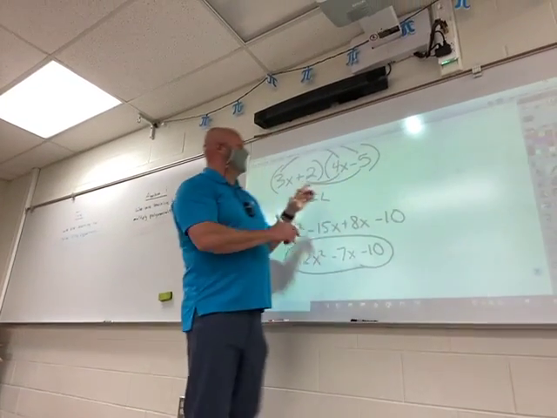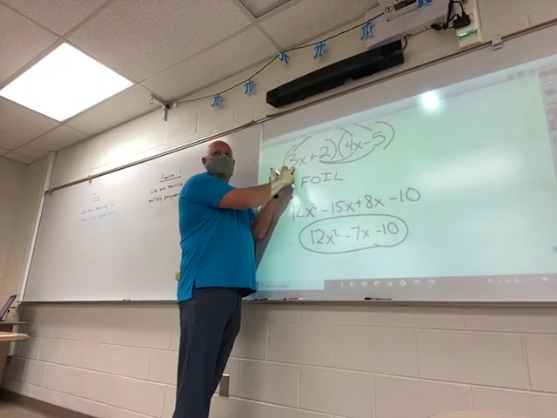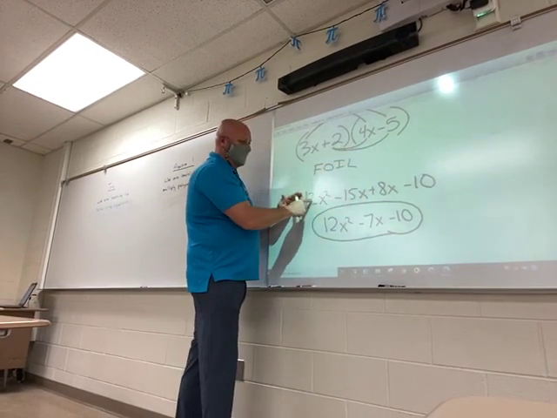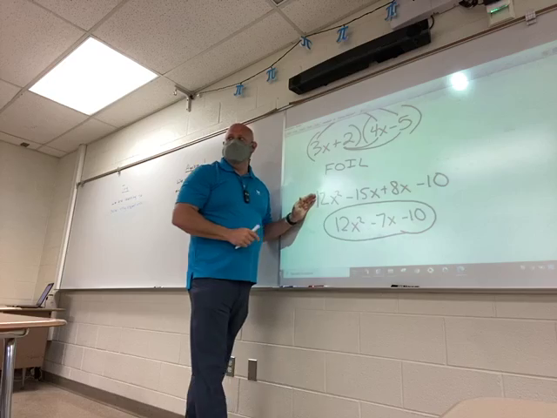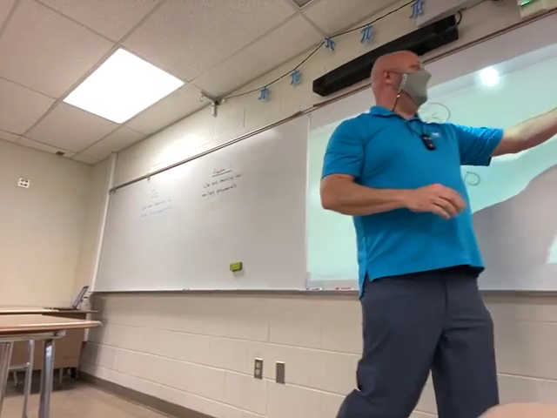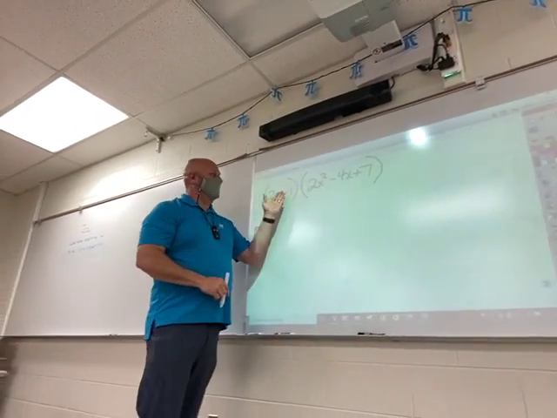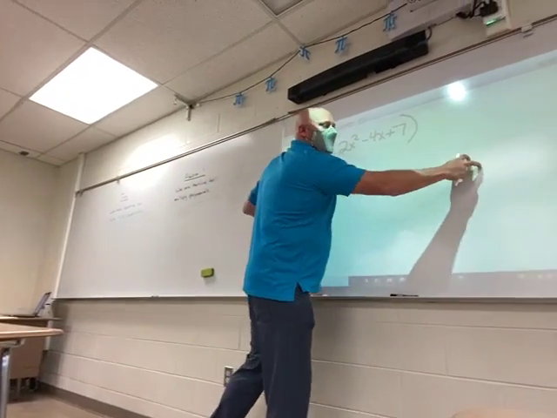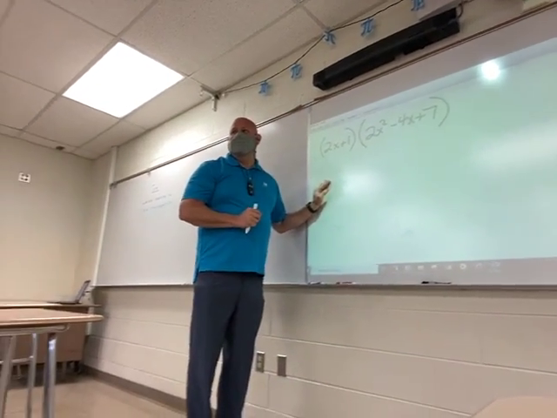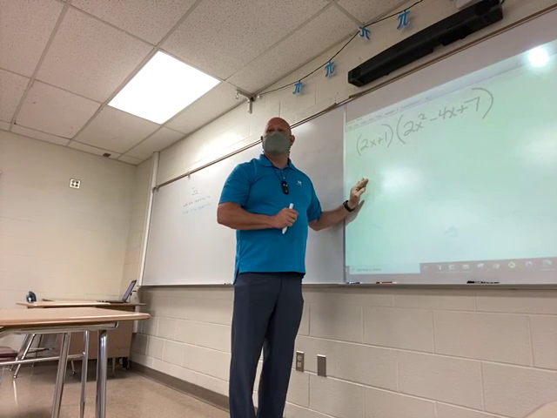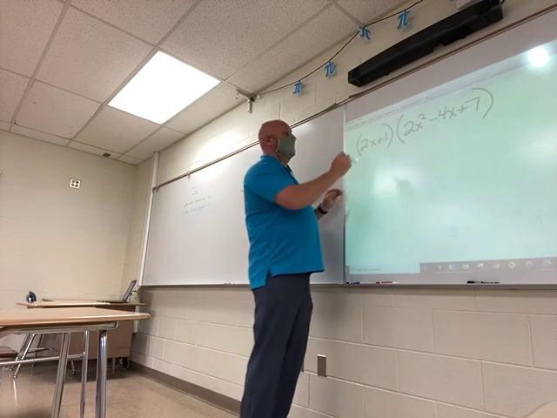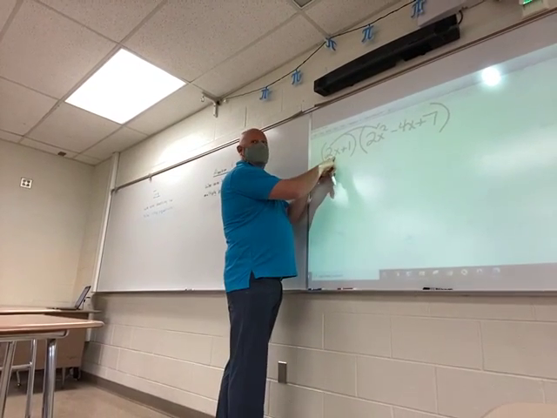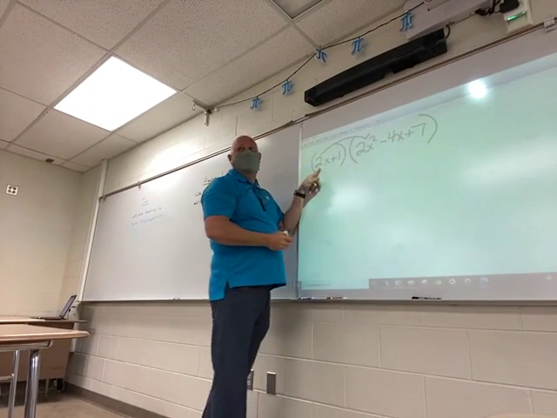Think of it this way. I had 2 terms here. They had to get multiplied by 2 terms here. I ended up with 4 terms, didn't I? So when I do a binomial times a trinomial, 2 and 3, how many terms am I going to have before I combine like terms? I'm going to have 6 of them, because I have to do the 2x times each individual part.